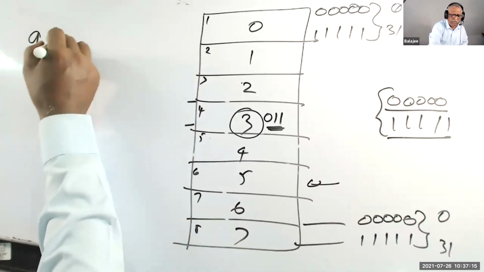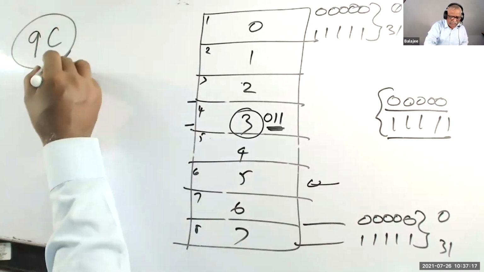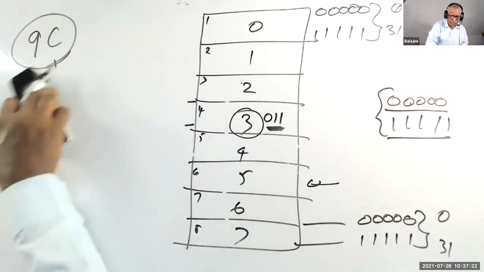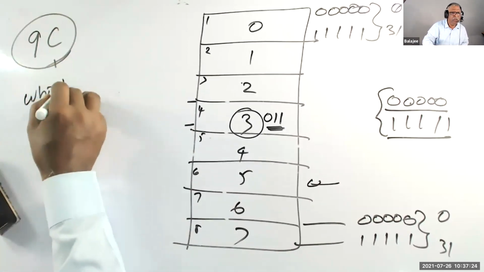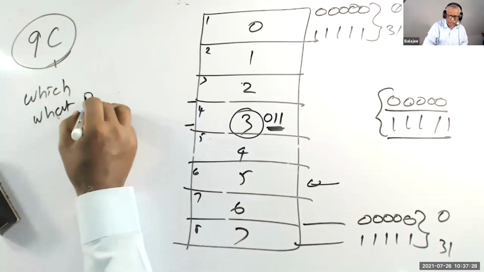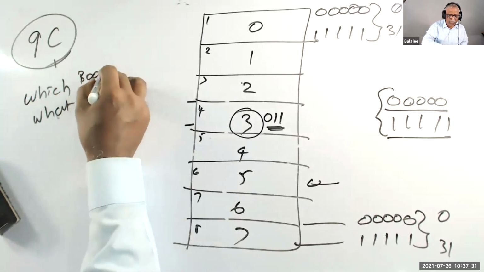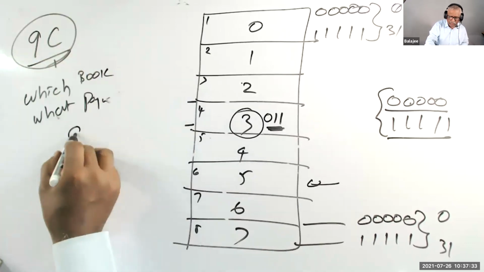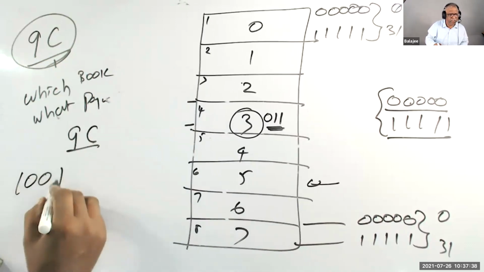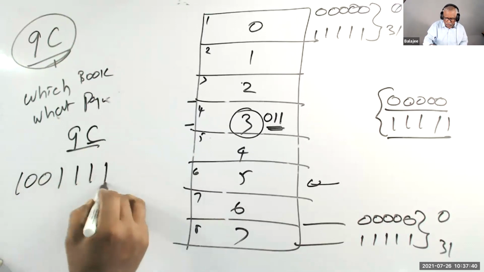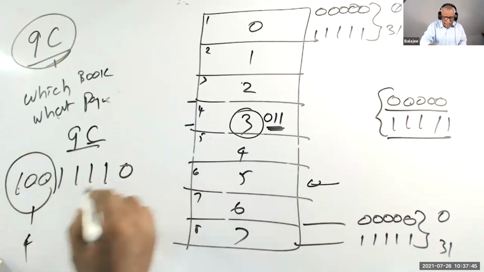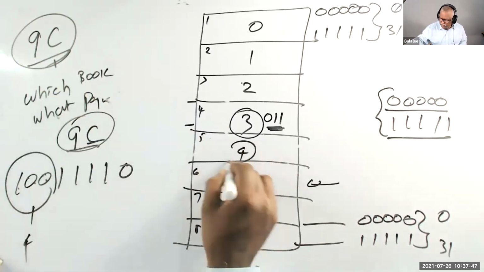9C. It is in which book? What line? What page? Which book? Simple. 9C. You make it as a 9, 1001. That is 9. C is 1110. Take the first 3 bits, 100, that is 4. So this 9C belongs to this book.